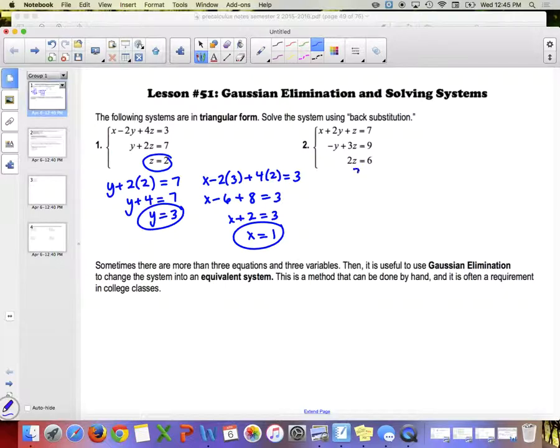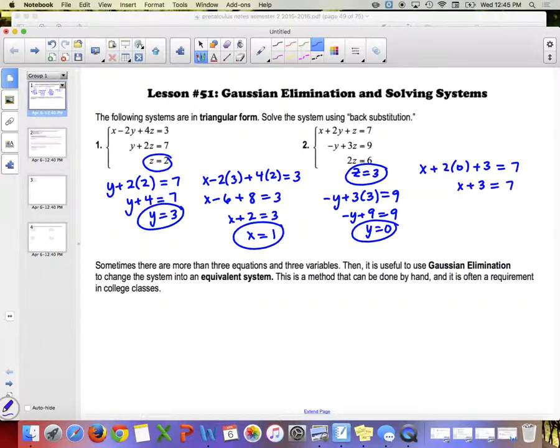We have 2z equals 6, so right away we can get z is equal to 3. And we work backwards. So we say, okay, well, we have an equation with y and z. So negative y plus 3z, which was 3, is equal to 9. So negative y plus 9 equals 9. So y is equal to 0. And then I go back to the very top equation, x plus 2y plus z equals 7. So I have x plus 2 times 0 plus 3 equals 7. So x plus 3 equals 7. So x equals 4. And then we have our answers.